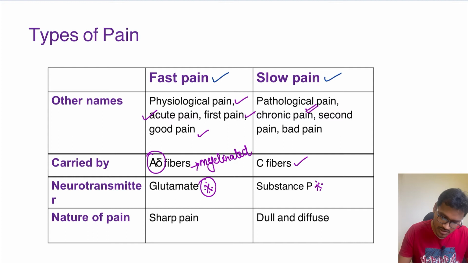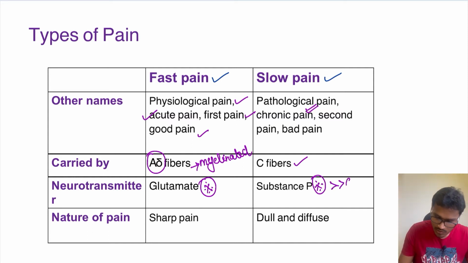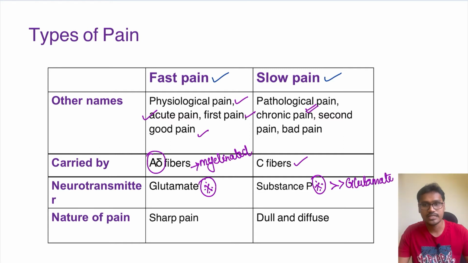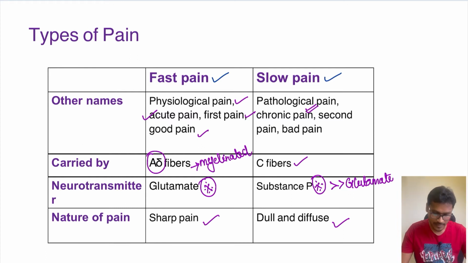So the most important substance for slow pain is substance P, more than glutamate. Of course, glutamate is also involved, but substance P is much more than that. And what is the characteristic of a fast pain? It is sharp in nature, like the moment you touch it, you immediately withdraw. That is why it is also called a sharp pain. Whereas slow pain is dull and diffuse. Diffuse means it is spread over a large area.